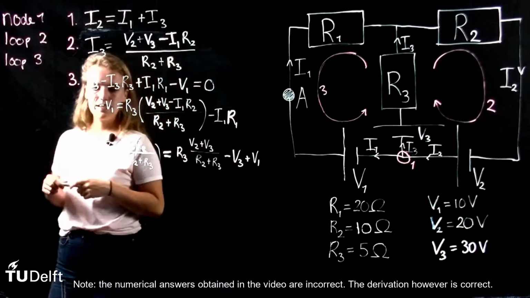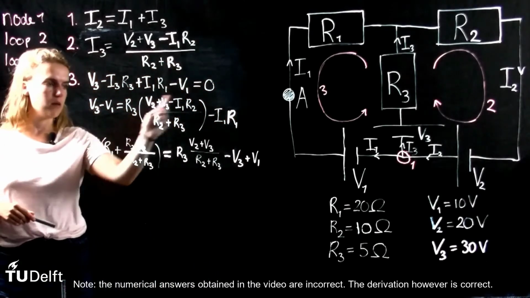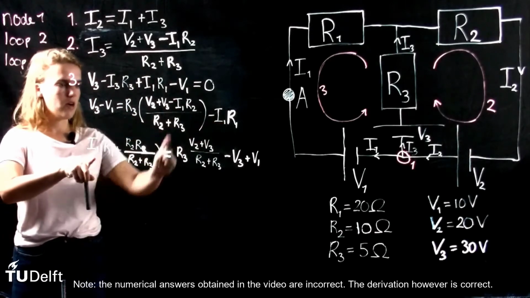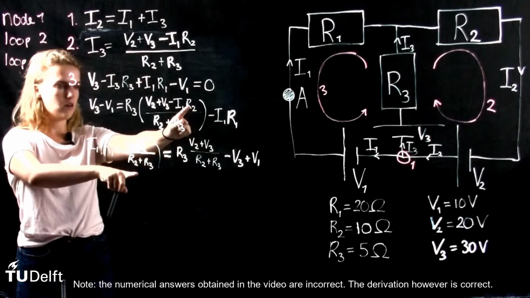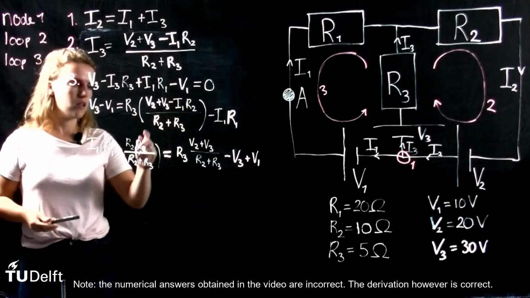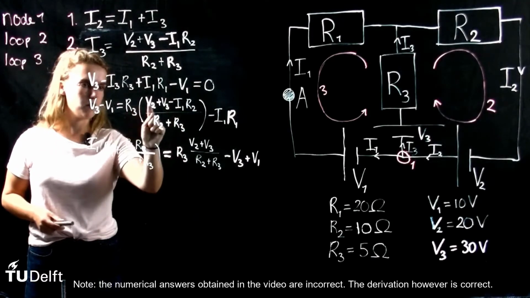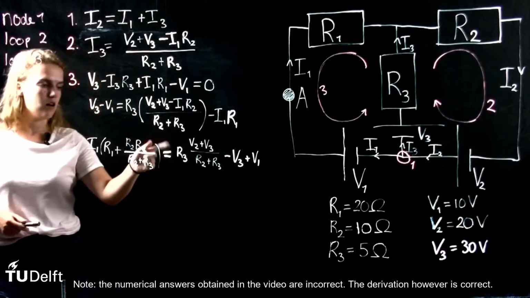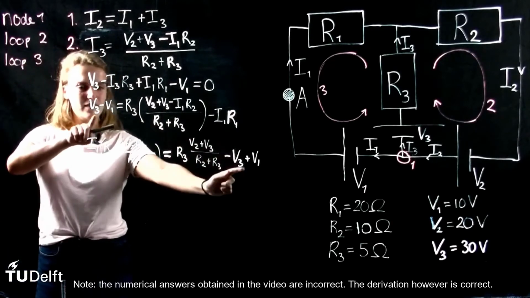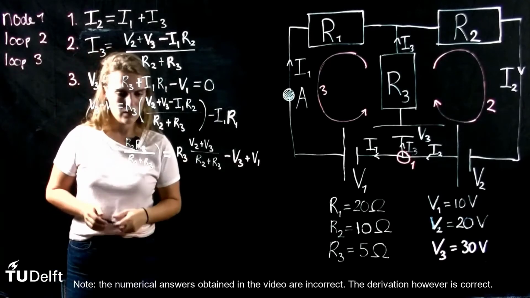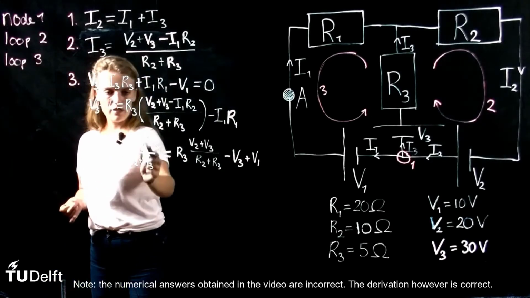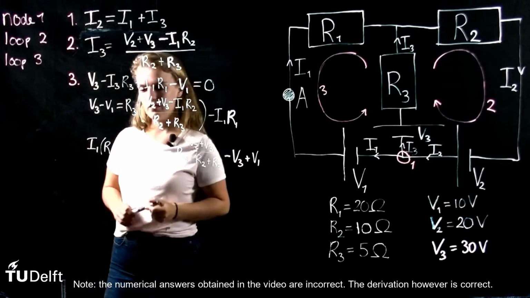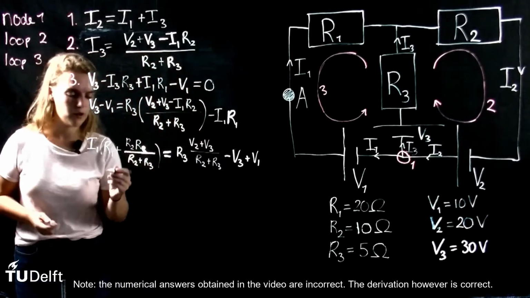So let's have a look at what I did here. We have the I1 times R1 plus I1 times R2 R3 over R2 plus R3. And then here we have the R3 times V2 plus V3 over R2 plus R3. And then we have the V's over here. Now, if we take this to the other side of the equation, we have an equation for I1.